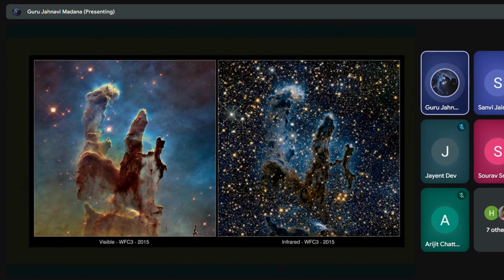The famous Pillars of Creation in the Eagle Nebula, also called M16, were imaged using both visible, you can see on the left, and infrared, you can see on the right, with different filters. Using infrared, Hubble is able to probe past the dense gas and dust of the nebula to reveal stars that are hidden in visible wavelengths. So you can see the comparison here.